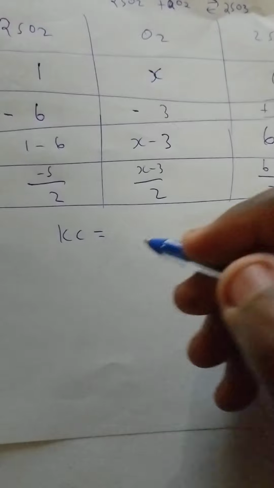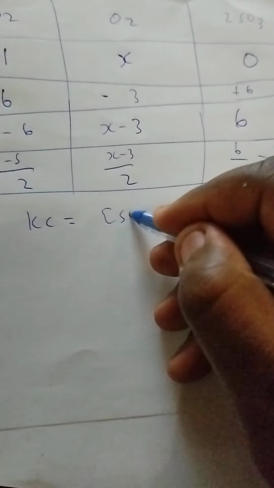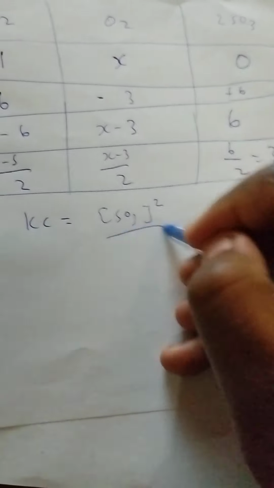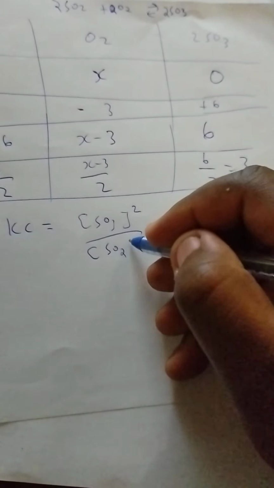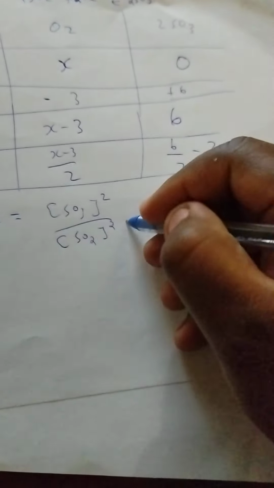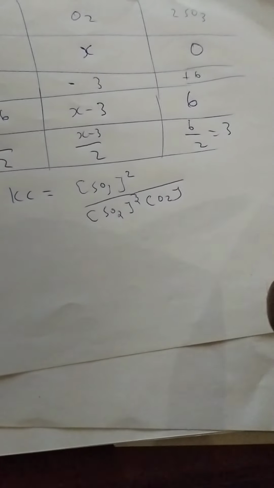So now let's just do the expression. So it will be SO3, squared. And then the reactants will be SO2, also squared, times O2. So I think you get a mark for that as well, which is one thing you must target. Then you go back to the question again.